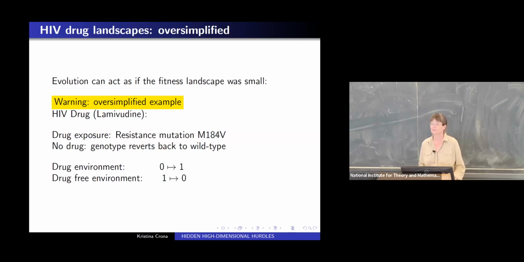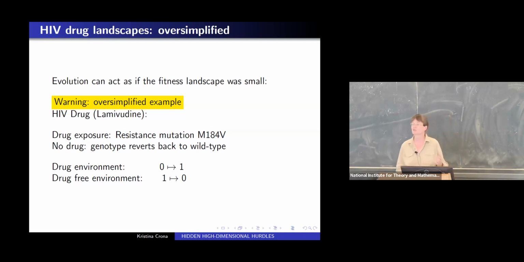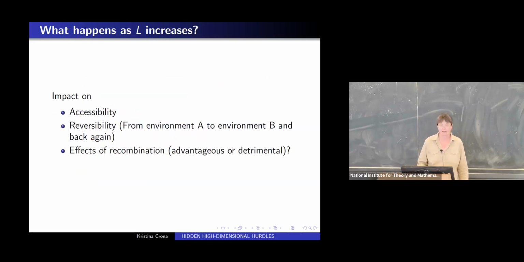What do you mean by the fitness landscape being small? Do you mean the amplitude of... Oh, no. I just mean small L. Oh, yes, the dimension, yes. Yes, that's all. So here, in this case, we use the drug, and then we go from 0 to 1, and then we go back from 1 to 0. So L equals 1, the smallest possible dimension. And again, this is oversimplified.